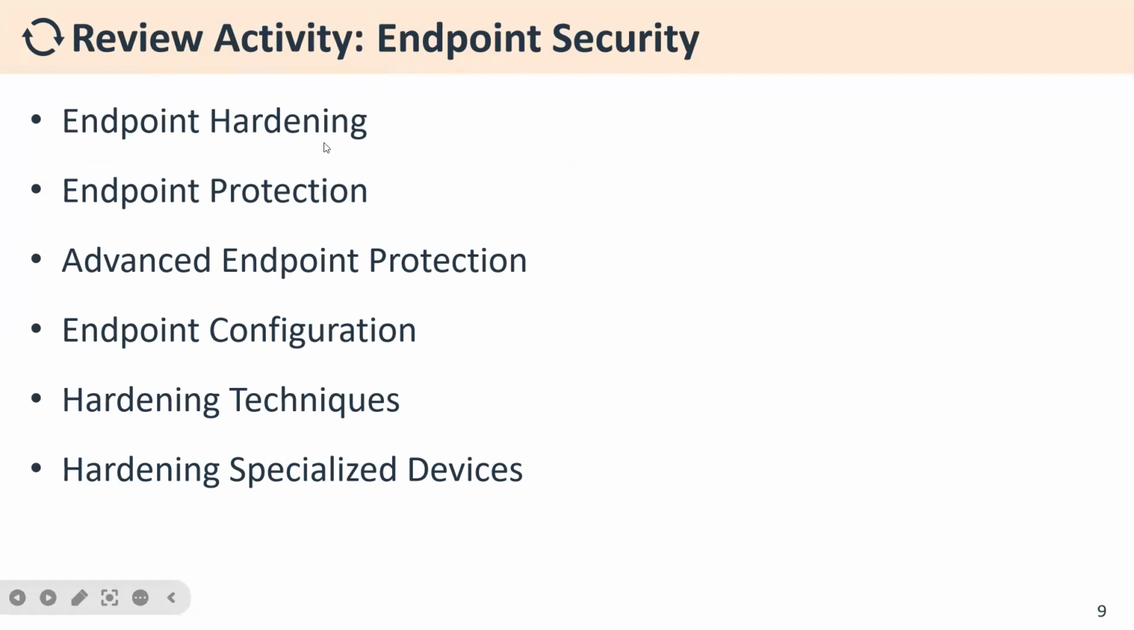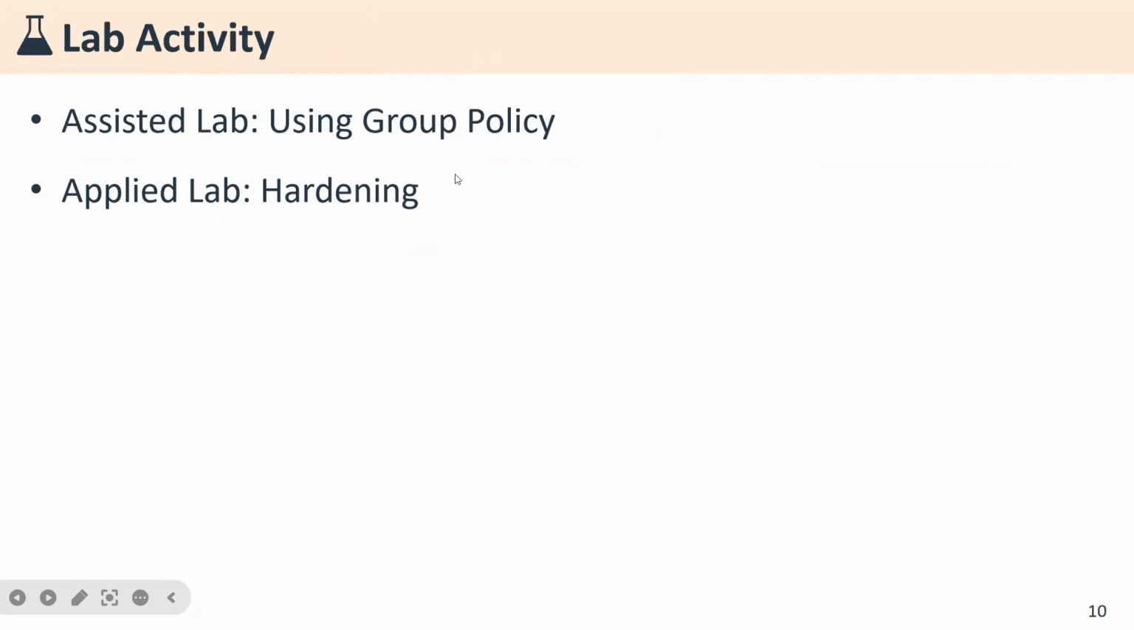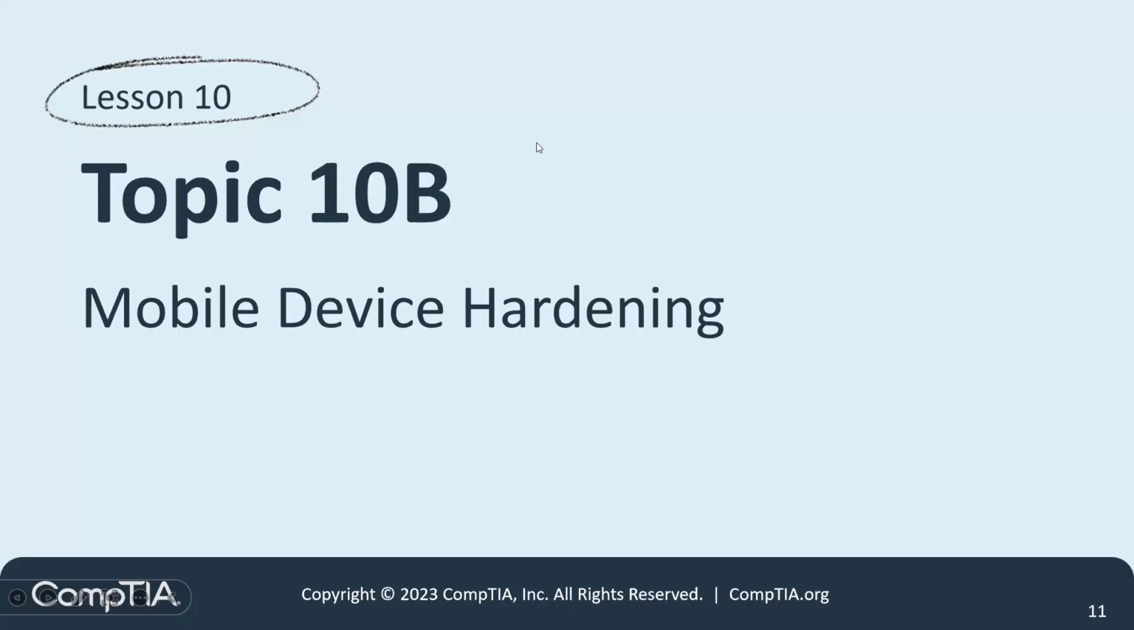So we looked at endpoint hardening, endpoint protection, advanced endpoint protection, endpoint configuration, hardening techniques, hardening specialized devices. We said some of the ways you can do that is by doing a thorough hardening. Look at the vendor, like Windows, like Linux. Those vendors of those tools and those machines are going to tell you, okay, this is a way to keep this thing secured. Either you are patching, you are updating, or you are adding some modules to them. And you can also use group policies to do that.